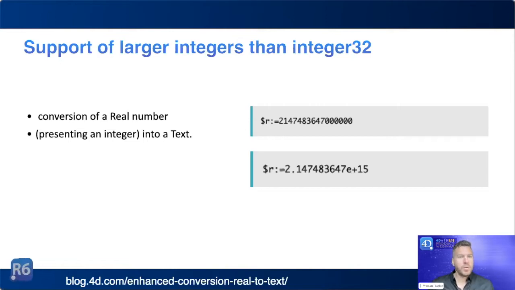Now, converting to or from text was limited to 12-digit scientific notation, resulting in a loss of precision. Now, with 4D v19R6, we have improved the accuracy of conversion of any real number being represented as an integer into text. The improvements of this conversion to string concern the String command and the JSON and XML commands returning numbers in string form.